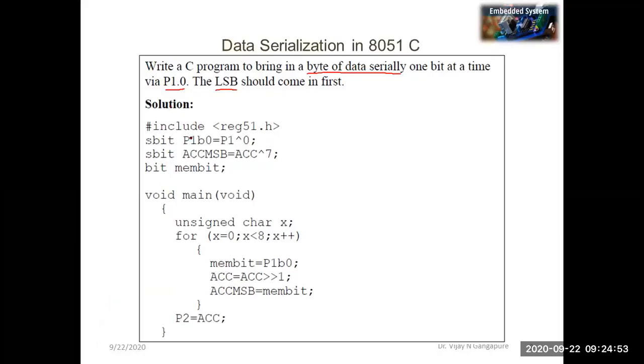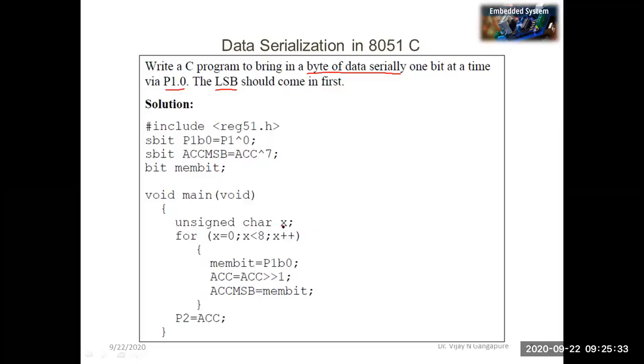So first few statements are same like in previous program. Hash include reg51.h, sbit P1B0 equal to P1^0, means I am representing pin number 0 of port 1 by using symbol P1B0. Similarly I am representing bit number 7 of accumulator by using symbol ACC MSB. One more variable I am declaring, that is MEM bit of type bit. Means in this MEM bit I can store 1 bit of information, any 0 or 1. Then void main void.